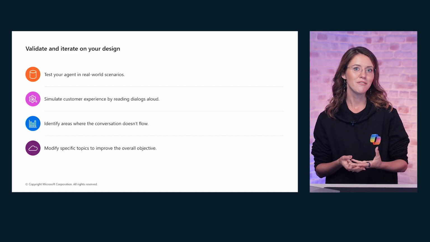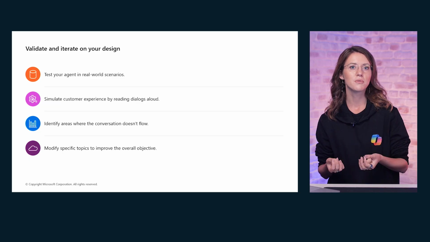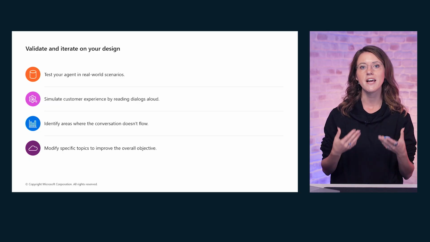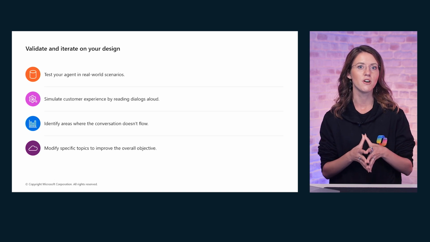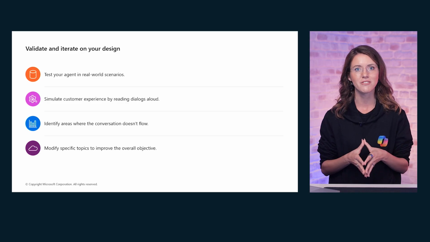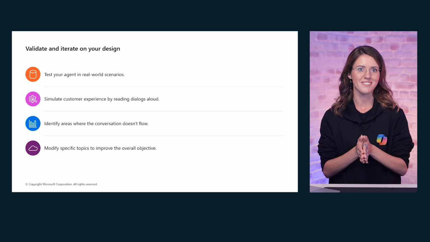After an agent is live, it's likely that you will find areas where you could improve the performance. Microsoft Copilot Studio allows you to measure and constantly improve the performance of your agent. It provides you with valuable metrics to measure engagement of customers with your agent.